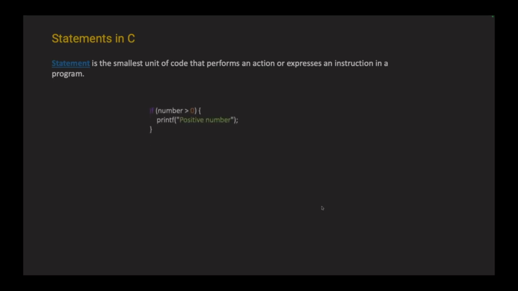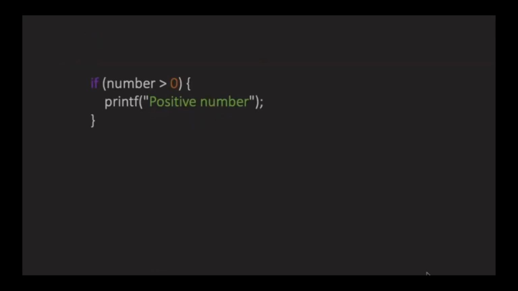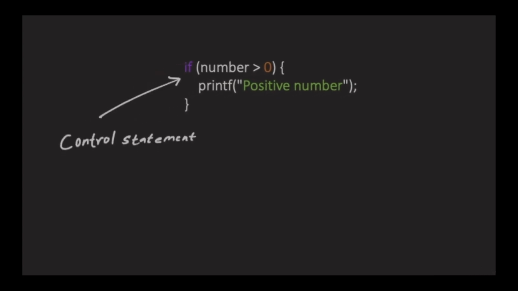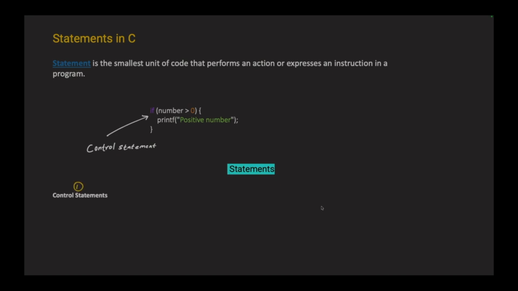So let's get started with statements in C. What is a statement? A statement is the smallest unit of code that performs an action or expresses an instruction in a program. For example, here is a small statement, an if statement. You can see here, if number is greater than 0, printf positive number. This if statement is a control statement. During execution, it will check the condition and execute the instruction or statement that is inside it. Statements are divided into several types: control statement, expression statement, declaration statement, compound statement, null statement, and IO statement.